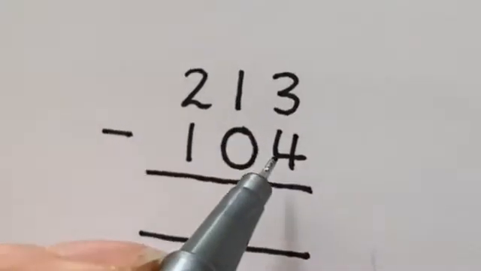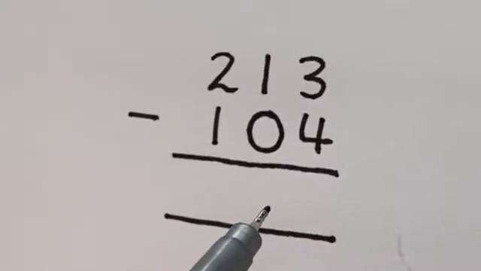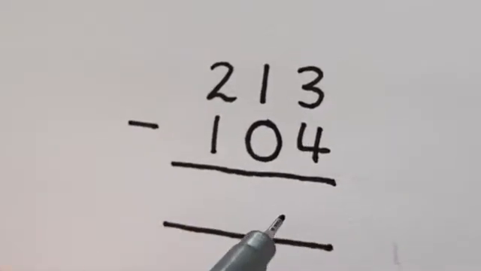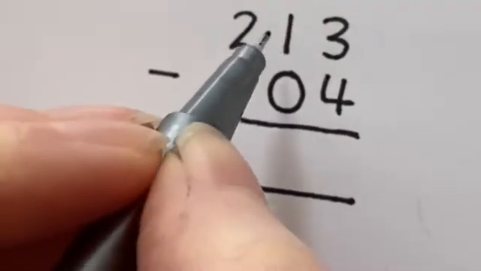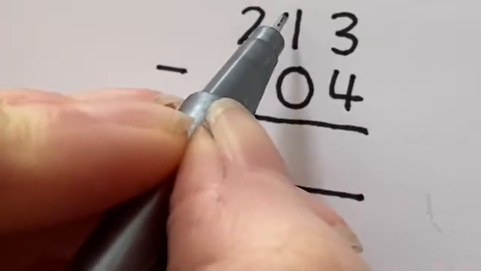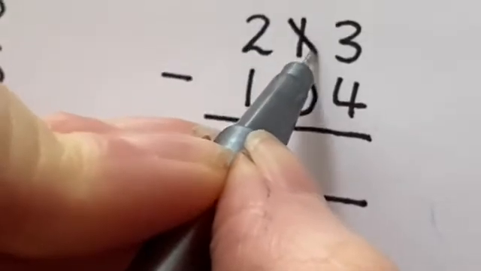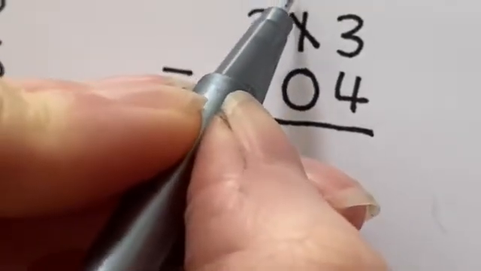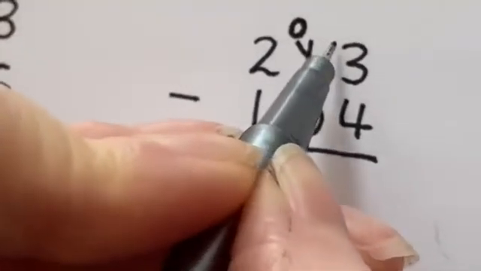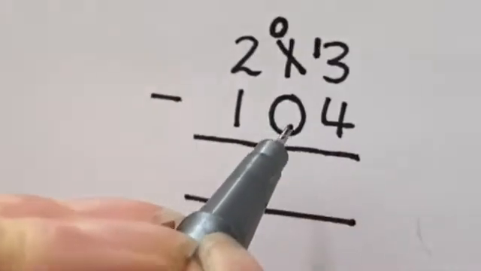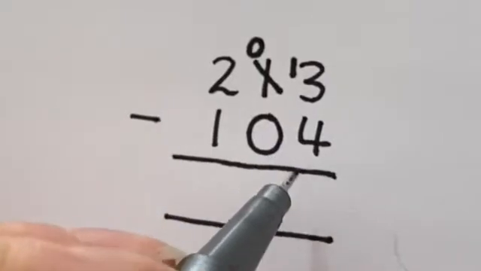Is there more on top or more on the floor? Which number's bigger? The number on the floor is bigger, so I have to go next door to borrow some more. So if I hop over to the tens column, I need to borrow 1 ten. Unfortunately, there's only 1 there, so if I take that one away, then there's nothing left. The one that I've borrowed, I drop off on the top, and now I've got 13 take away 4.